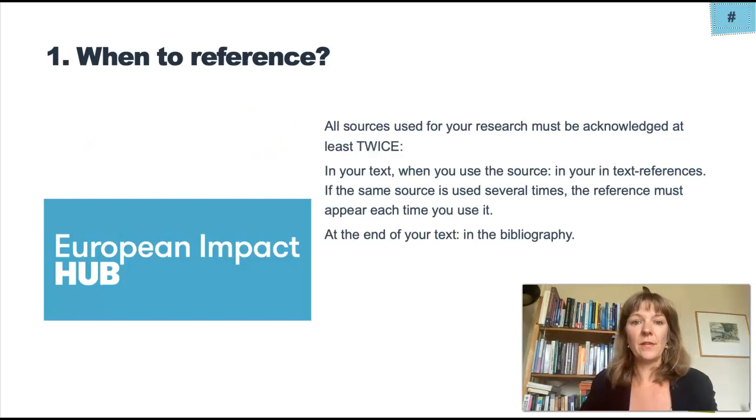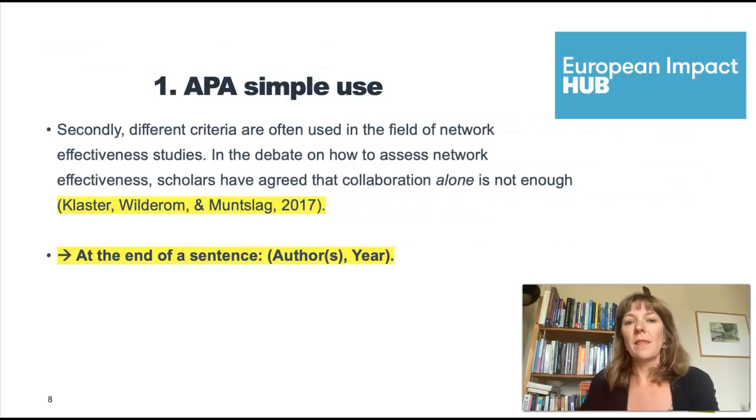The simple use, I have an example here, is that you, for example, write something about different criteria in the field of network effectiveness studies, and then at the end of the sentence, you cite the source. So what you need to see in your APA reference is the writers, the authors, and the year.